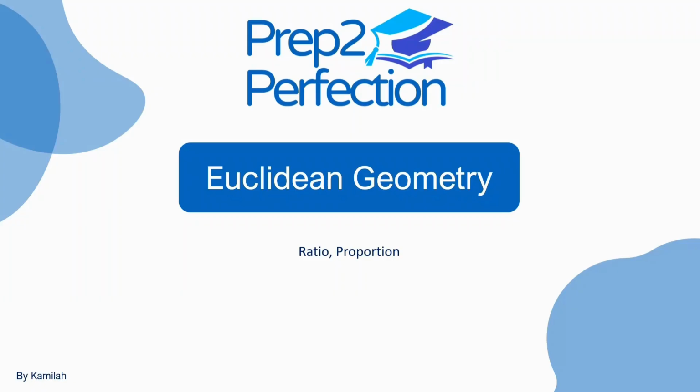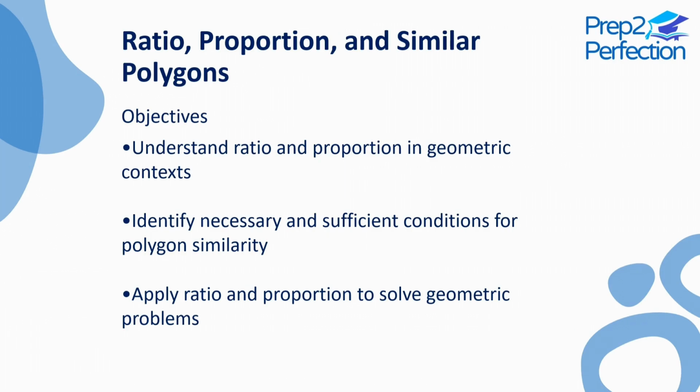In this video, we're going to start with Euclidean geometry, and we're going to look at ratio, proportions, and similar polygons. The objective for today's lesson is to understand ratios and proportions in geometric context, identify necessary and sufficient conditions for polygon similarity, and apply ratio proportions to solve geometric problems.